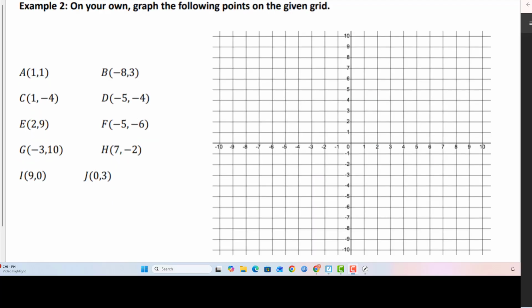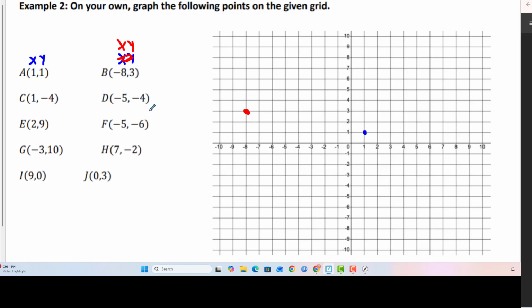All right, we have another example here. It'll be a little bit quicker. So 1 and 1, it's going to be +1, and up 1. B is -8, -3. Here we'll do a different color. We'll do red. -8 is to the left 8, and +3 for my vertical movement is up 3.